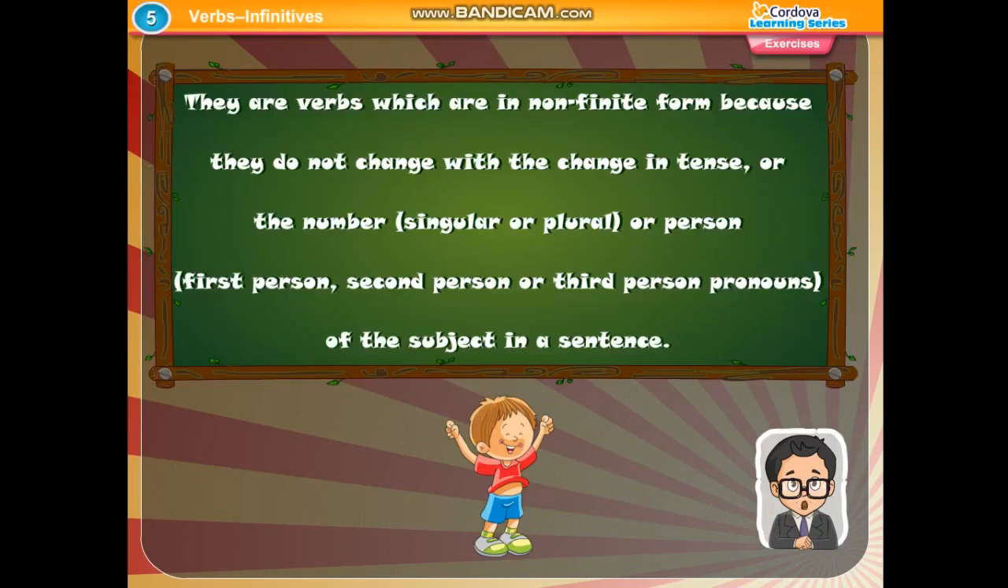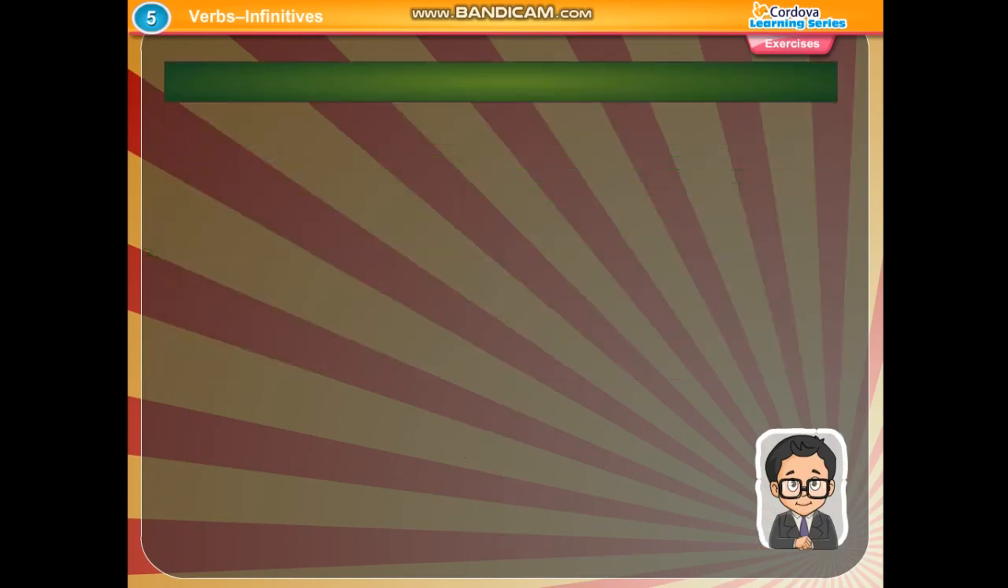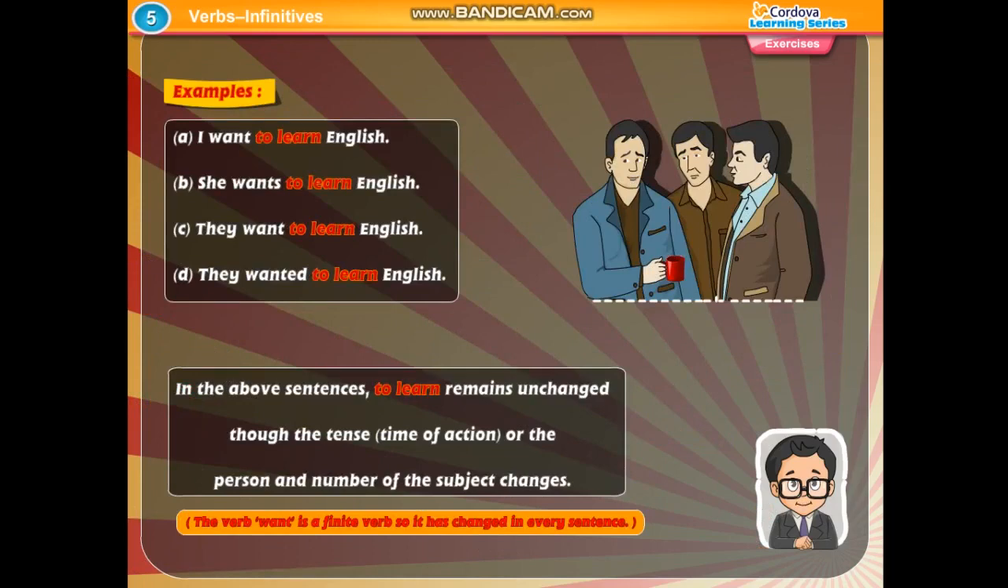They are verbs which are in non-finite form because they do not change with the change in tense or plural or person, first person, second person or third person pronouns of the subject in a sentence. Examples. I want to learn English. She wants to learn English. They want to learn English. They wanted to learn English. In the above sentences, to learn remains unchanged, though the tense, time of action or the person and number of the subject changes. The verb want is a finite verb, so it has changed in every sentence.